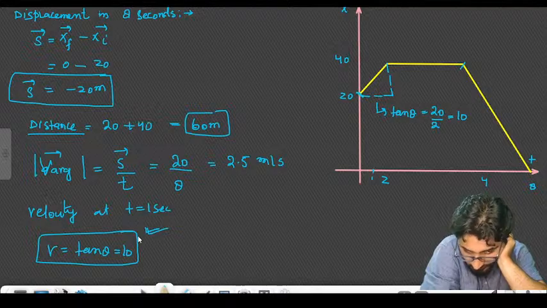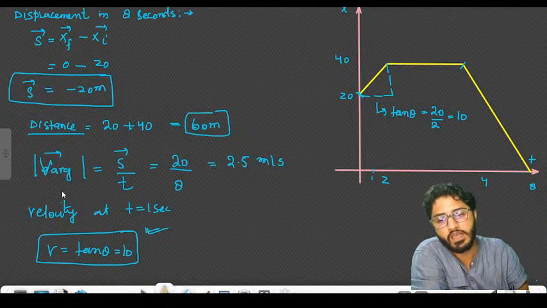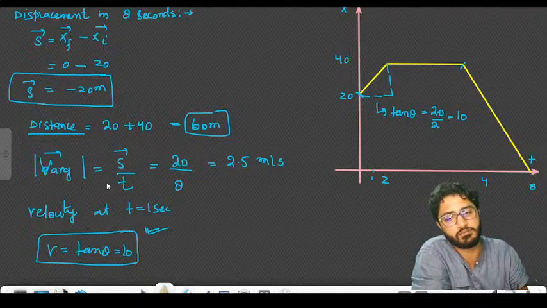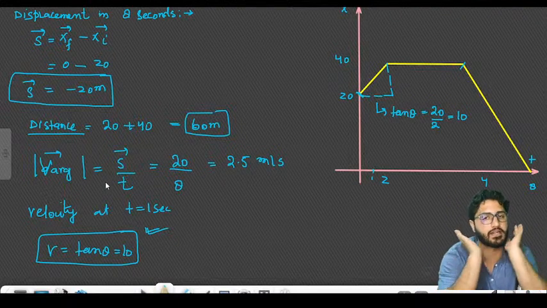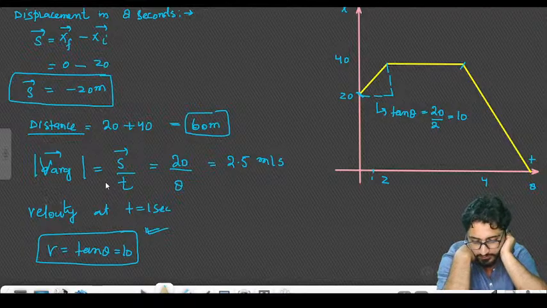No, look here. We have to find out the velocity mod. It is displacement by time. So look, what is velocity? Displacement by time. What displacement? 20 by t, that is 8, 2.5.